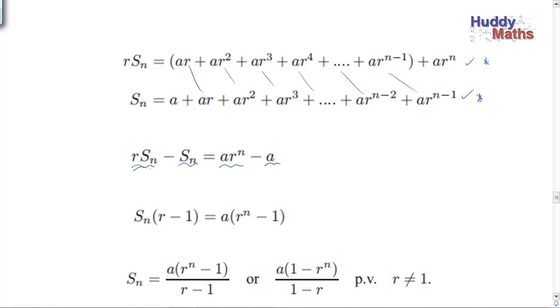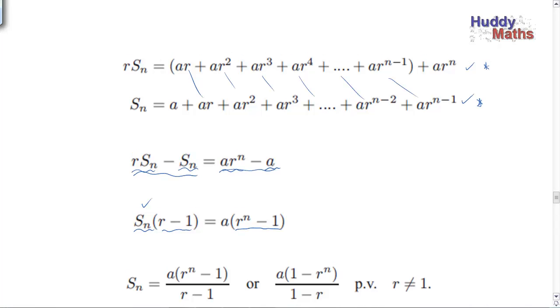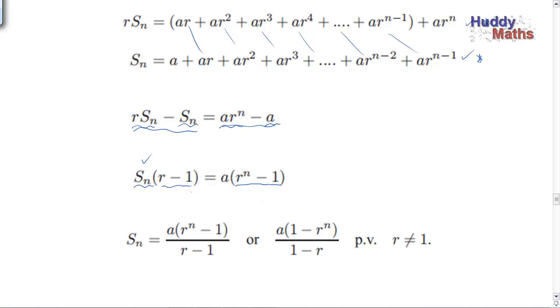And if you factorise this side, Sn out as a common factor, r take 1, take a as a common factor, r to the n take 1. And then what can you do here? You can divide both sides by r take 1, and you get the formula.